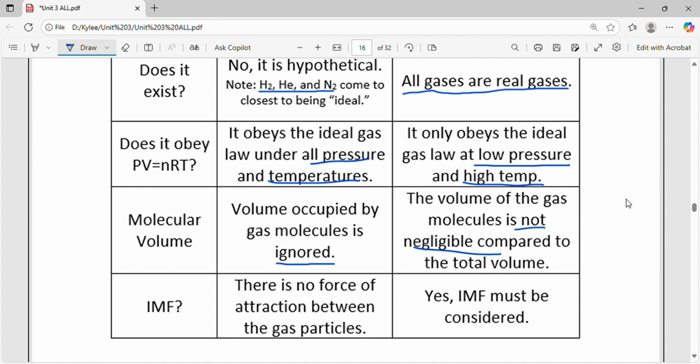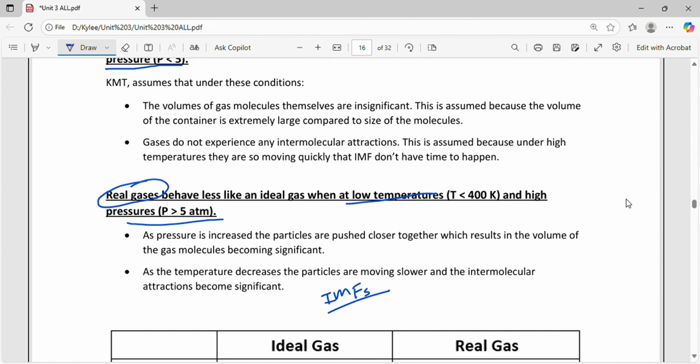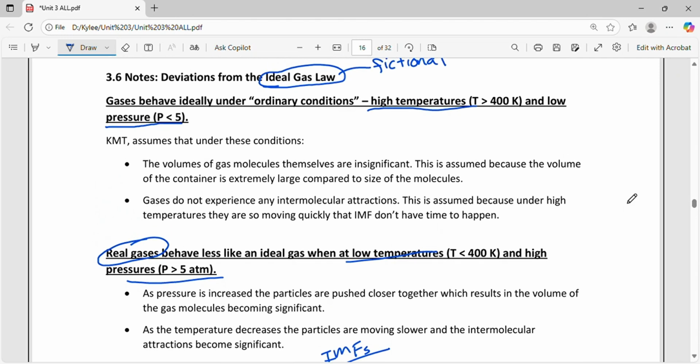So you might be asking yourself, why do we have ideal gases if they don't really exist? And that's because we can force them to exist. And that goes back to these conditions that it points up here, high temperatures and low pressures. That is what allows us to use the ideal gas law.